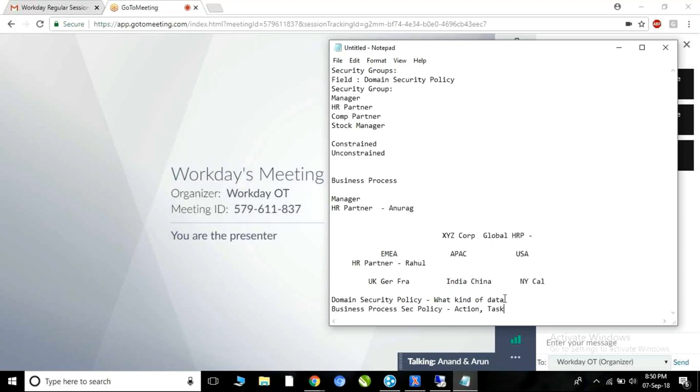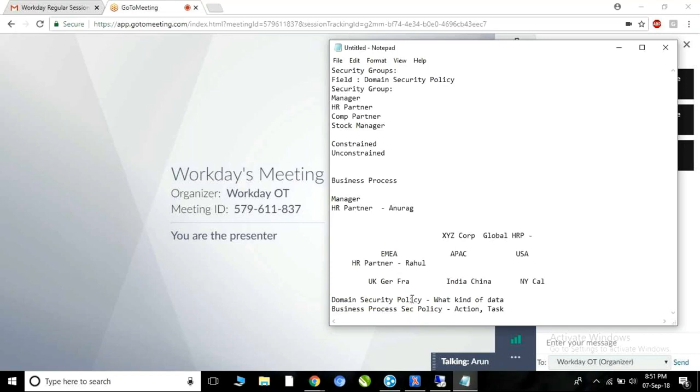That is, you cannot see the salary of a person. That is a restriction of data. So we'll say that only the HR manager can see the salary and compensation of that particular organization, but the HR executive can only see the personal data of that particular organization. Wherever he has that particular role in that organization, the HR partner can see the compensation of all the employees, but the HR executive can only see the personal information of the employee. So you can restrict that using the domain security policy.